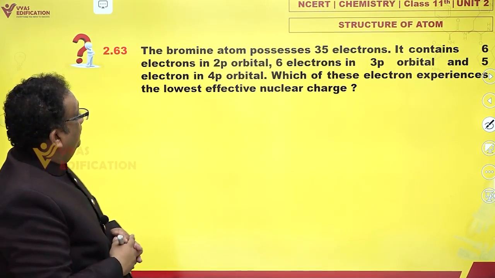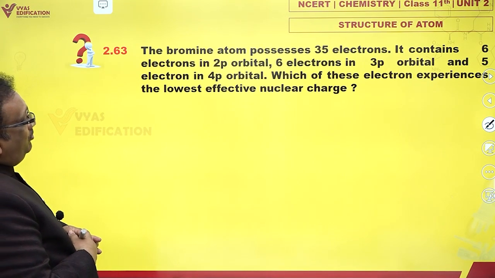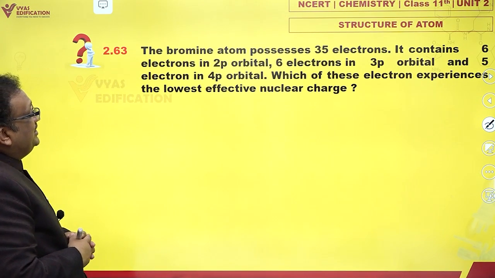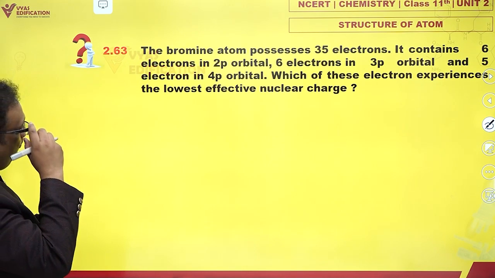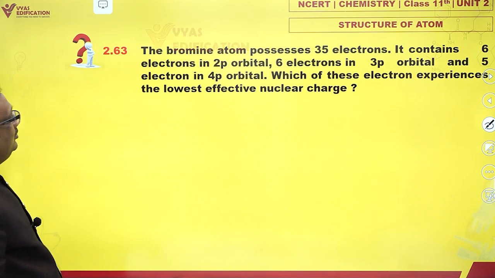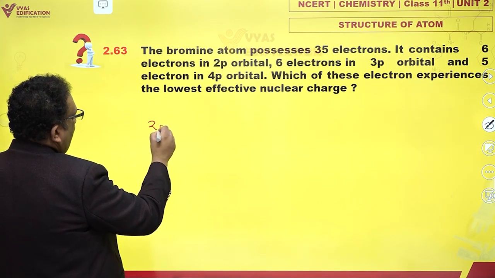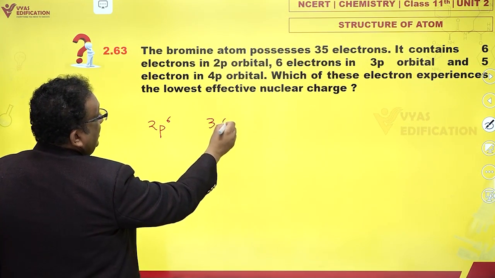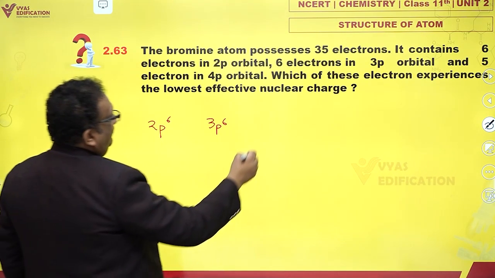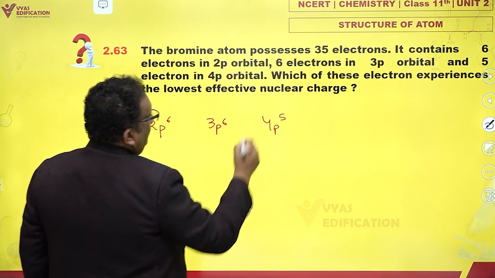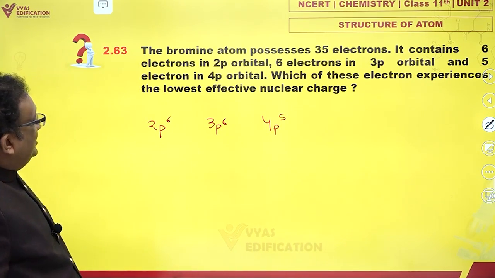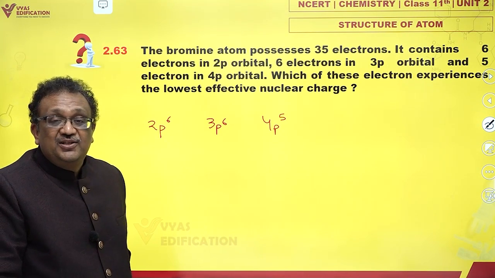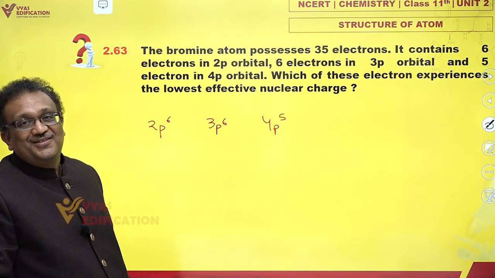The bromine atom possesses 35 electrons. It contains 6 electrons in 2p orbital. Fine. It has 2p6. That is not a wonder. 6 electrons in 3p. And 5 electrons in 4p. Which of these electrons experiences the lowest effective nuclear charge?